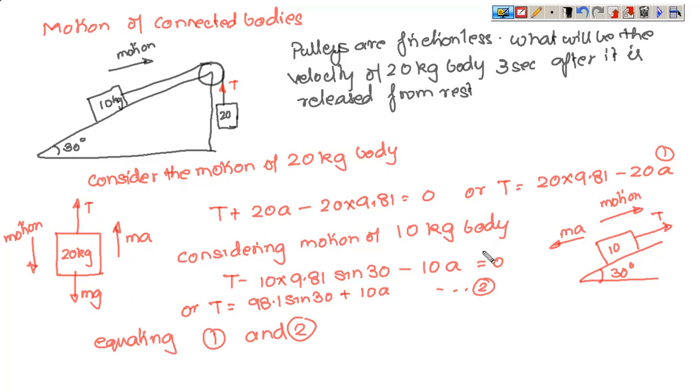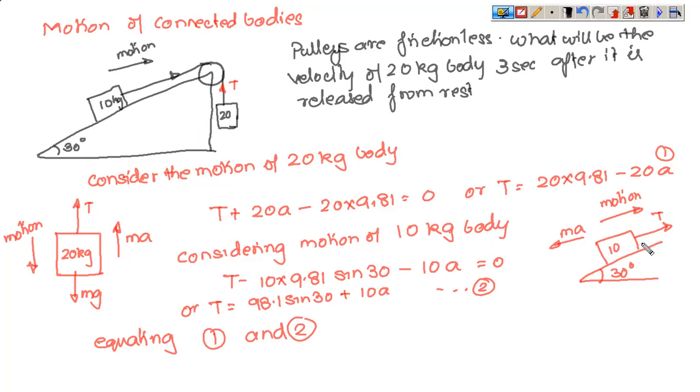Now considering the motion of the 10 kg body, it is placed on an inclined plane at an angle of 30 degrees. Obviously, the direction of tension is predefined, because if this block is moving downward, the tension here, and so here also the tension will be in this direction. The direction of motion of this 10 kg block is also predefined. It will move up the plane.